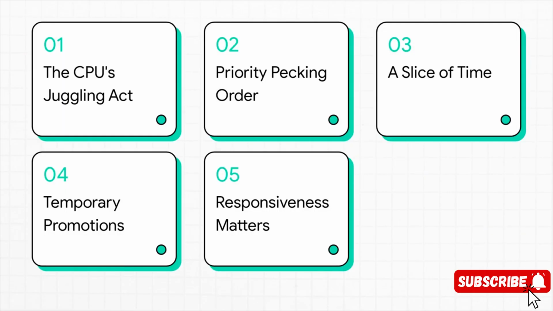So, to make sense of how Windows brings order to all this chaos, we're going to cover 5 key ideas. We'll start with the CPU's big juggling act, then get into the priority pecking order, figure out what a time slice is, see how tasks can get a temporary promotion, and then finally, we'll tie it all together and see why any of this matters to you.